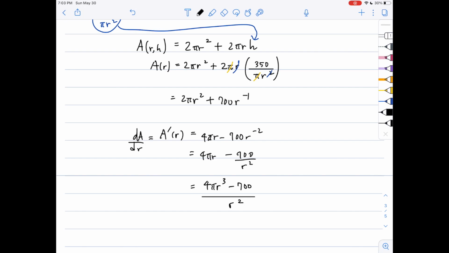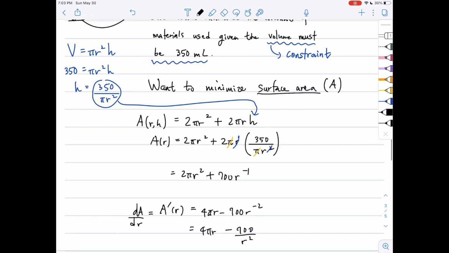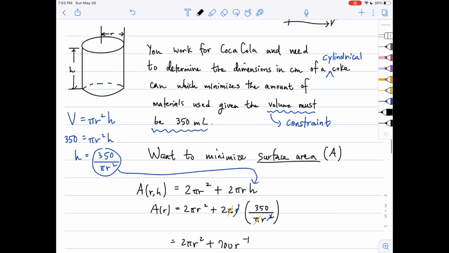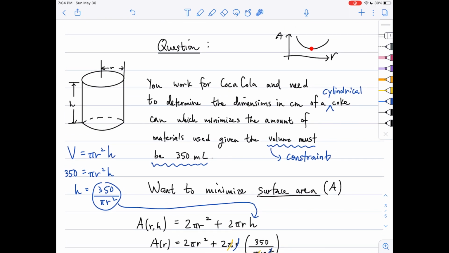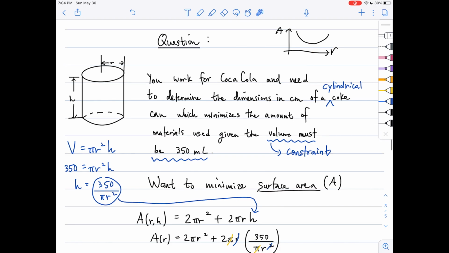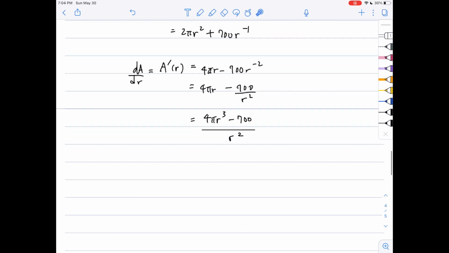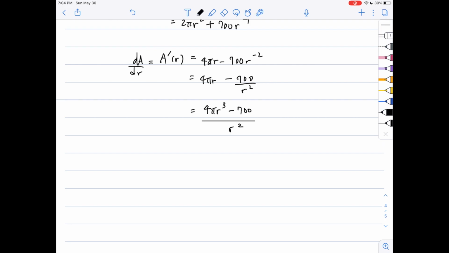Now, remember what our goal is. Don't forget the goal. These optimization problems are so long that you can forget what the goal is. The goal is to minimize the surface area. To minimize the surface area, you're going to have to find the stationary points. To find the stationary points, you're going to have to set the derivative equal to 0. So I'm going to say at stationary points, A prime of r is equal to 0.